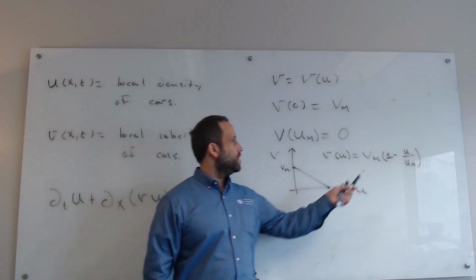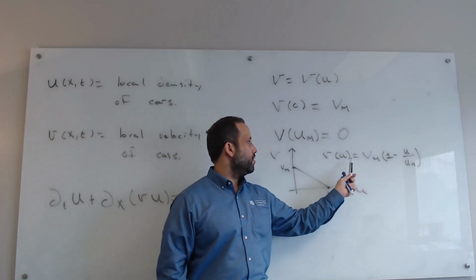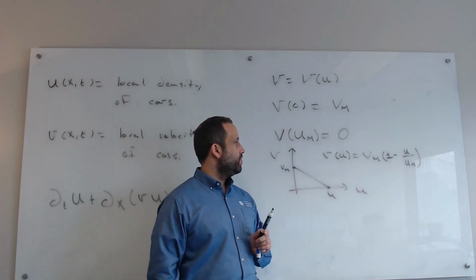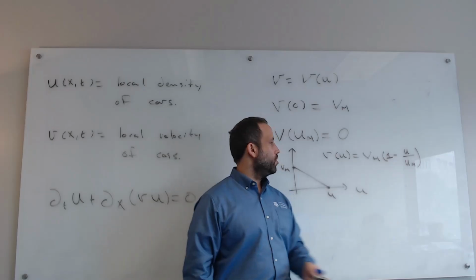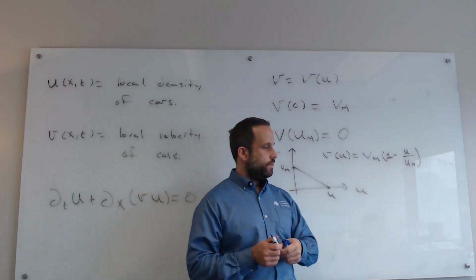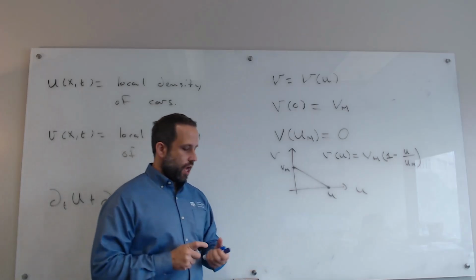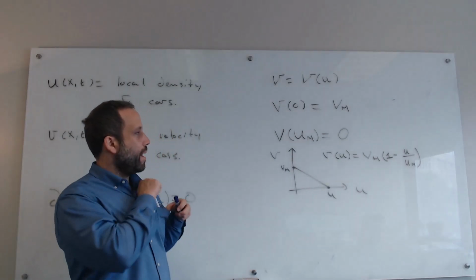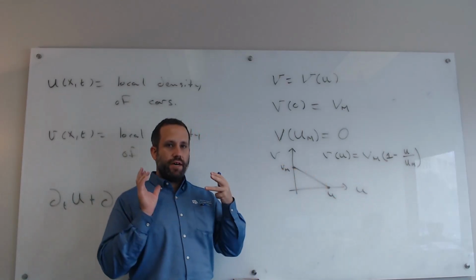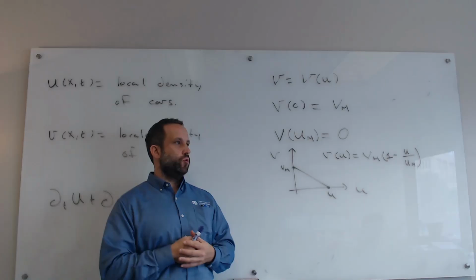So let's check that this does what we want it to do. If u is equal to 0, v of 0 is equal to v_m. So check on that side. If u is equal to u_m, u over u_m is equal to 1, and 1 minus 1 is equal to 0. Now, oftentimes these parameters, v sub m and u sub m, are going to depend on the road, the people driving, all of these sorts of things.